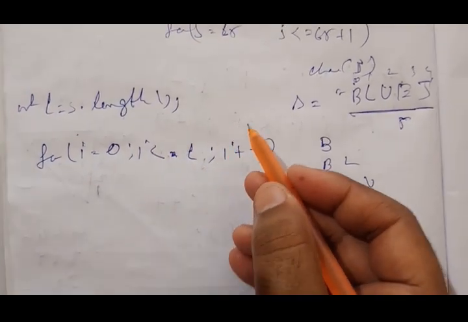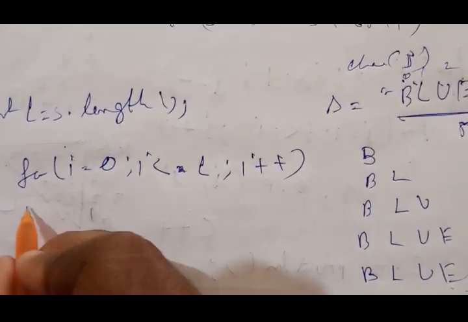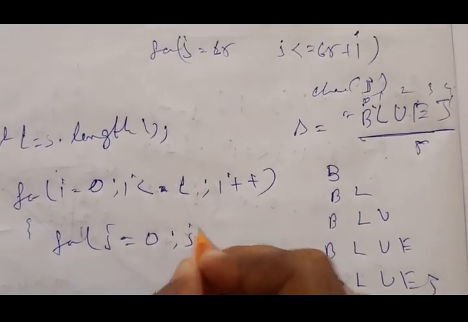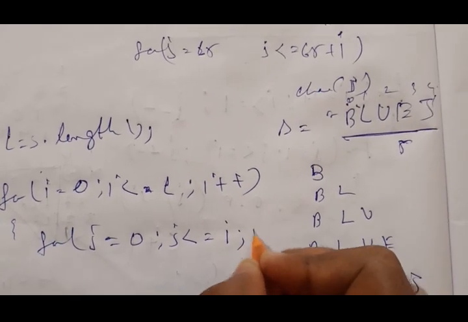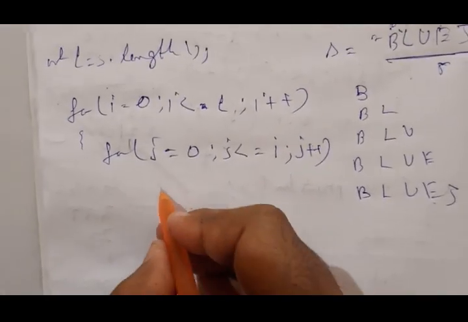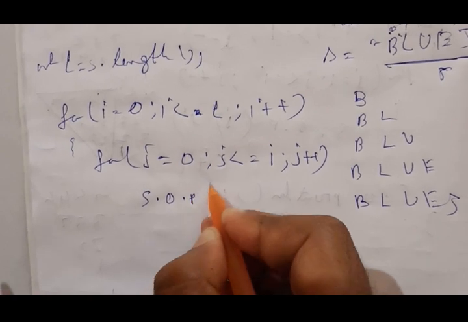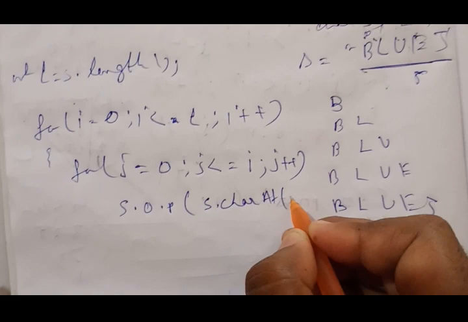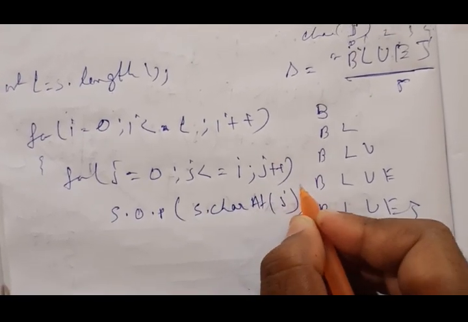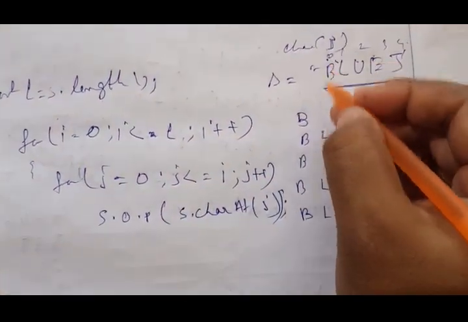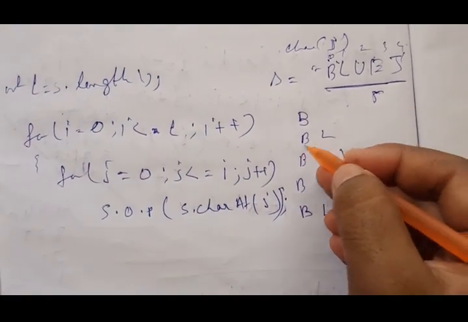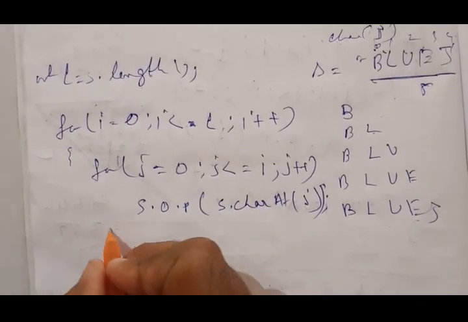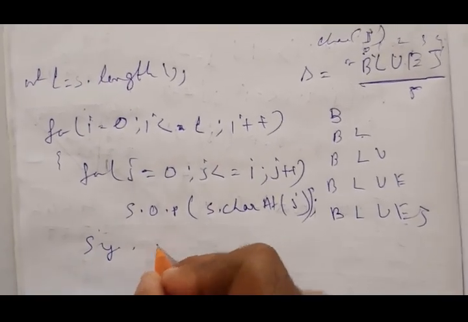So 0 1 2 3 4. Next, for j is equal to 0, j less than or equal to i, j plus plus. In this case we will print System.out.print S.charAt(j), the character at position j. When j is at position 0, we print the first position character. When j is 1, then 0 1, next time 0 1 2, then 0 1 2 3 4 positions. Like that we will solve the entire program.